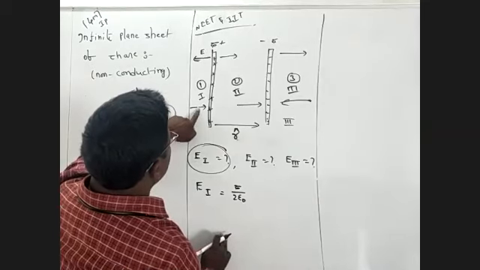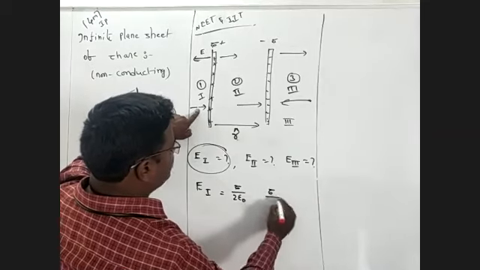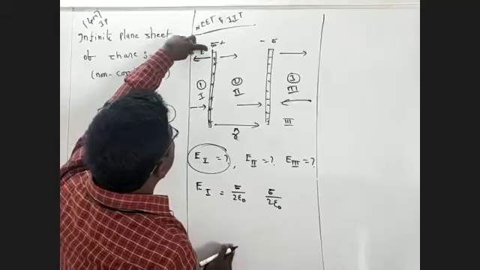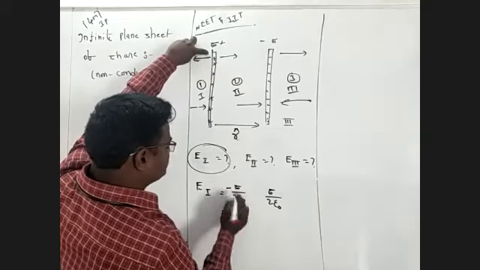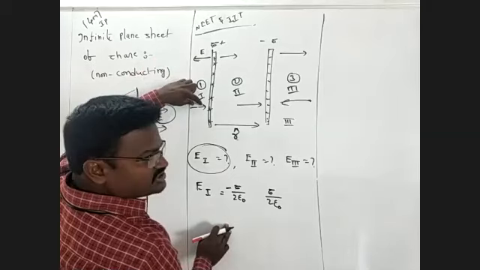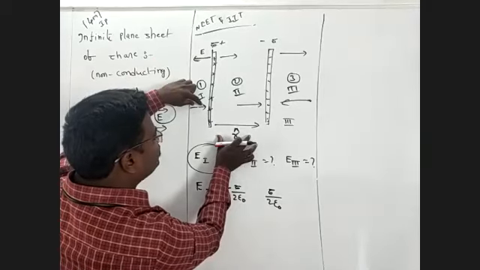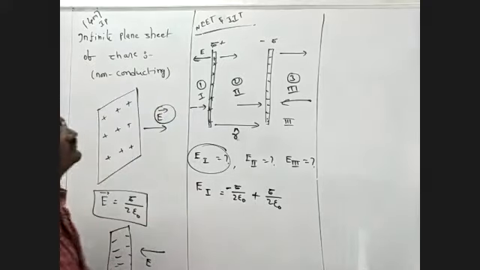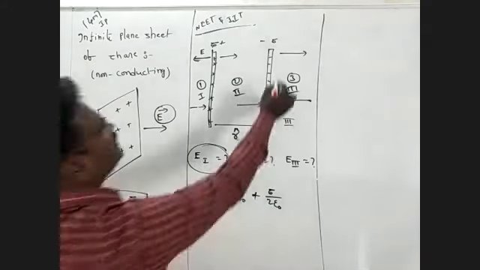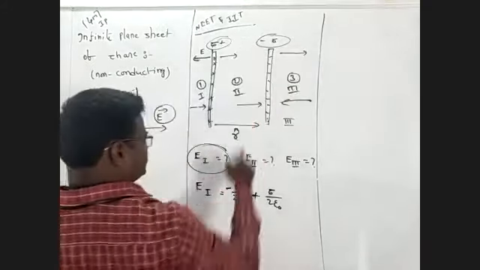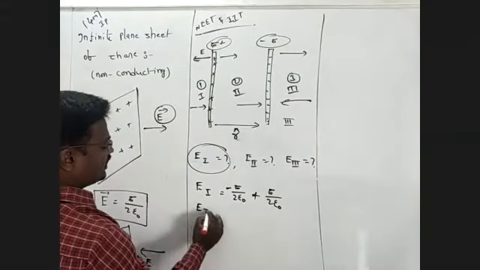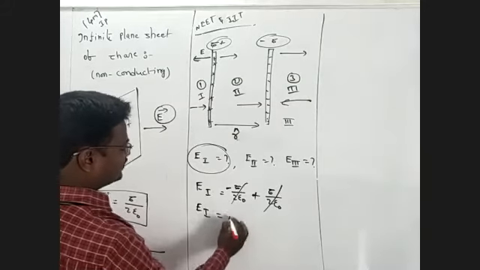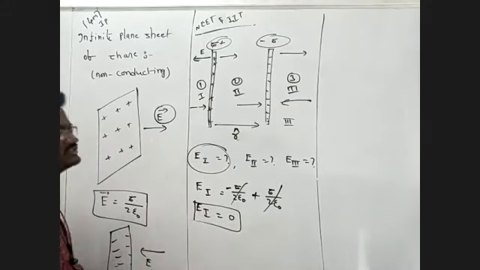Next, there is one more electric field, sigma by 2 epsilon. But the direction of E and the direction of R cap are opposite, so this is a minus. When both are in the same direction, we add. Don't take the negative sign here. So what is E1? In zone 1, the electric field is 0.